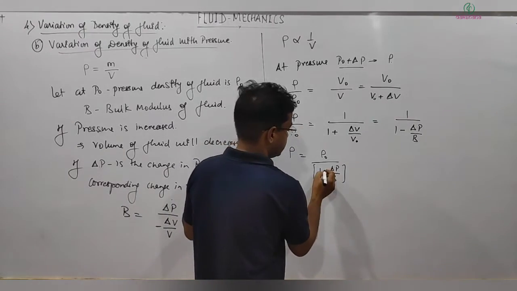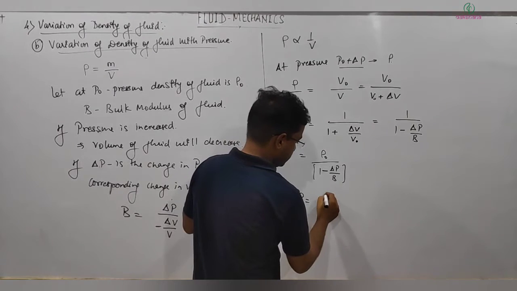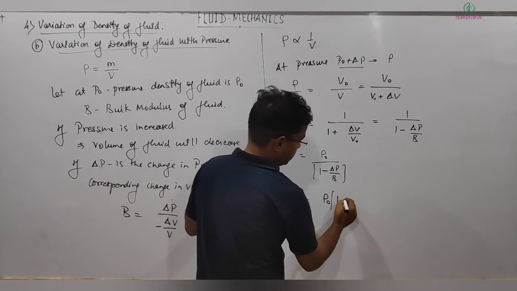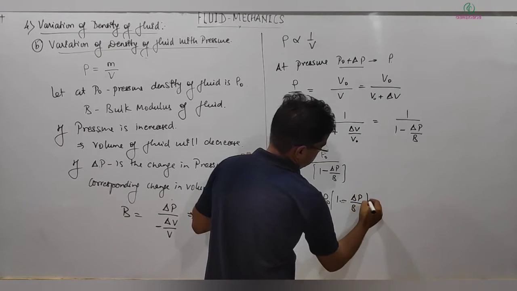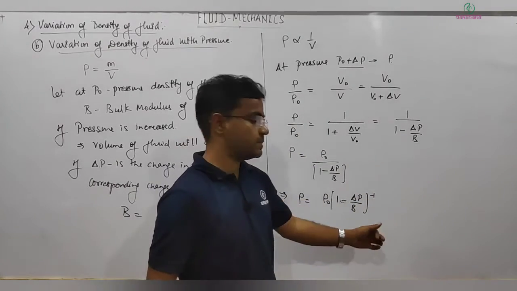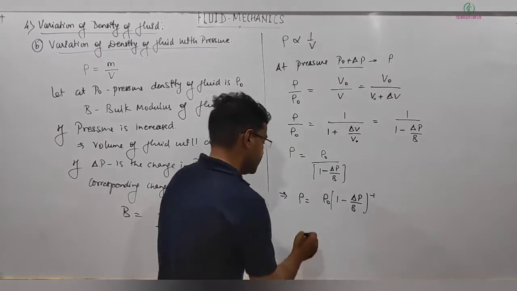In that case it will be minus, and again by rearranging, it's coming out to be rho naught times 1 minus delta P by B, power minus 1. Again expanding by binomial expansion, ignoring all higher order terms, and getting it.